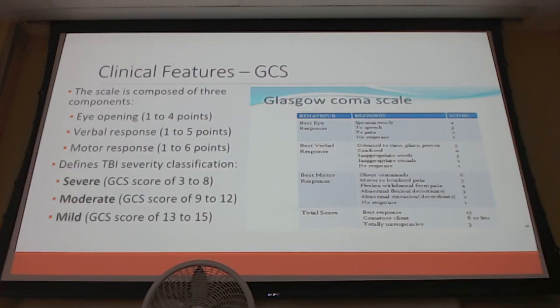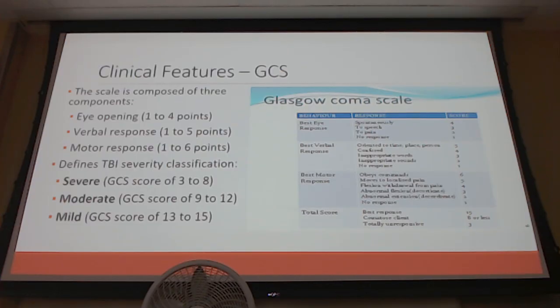Then here's our GCS. I feel like you guys are good with GCS, right? You've been on like 5 tests, or maybe 3 tests this semester. So we have our eye, verbal, motor, and then we categorize it: mild, moderate, and severe.